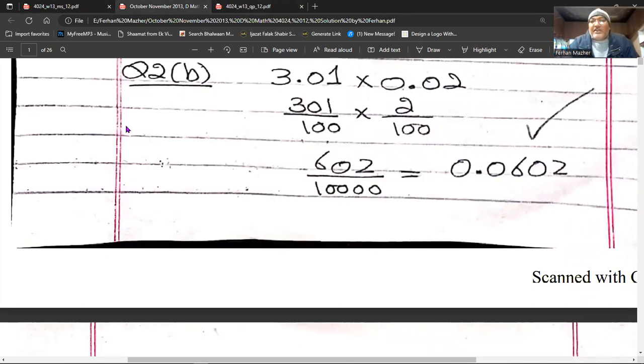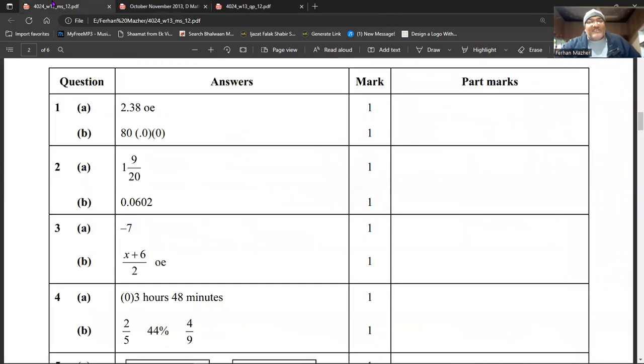So 301 multiplied by 2, that will be 602, and divided by 10,000. So now I will move the decimal in 602 4 steps to the left. So my final answer will be 0.0602.